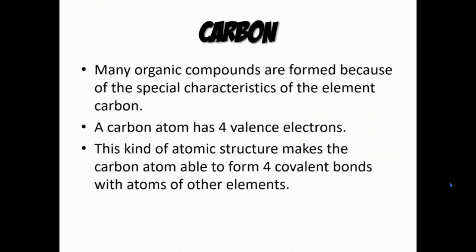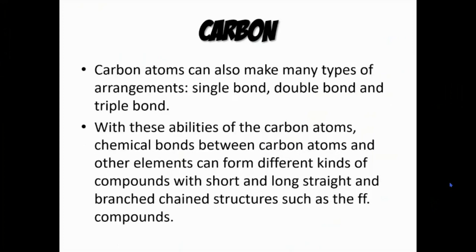Pag-usapan natin yung carbon. So, in terms of carbon, many organic compounds are formed because of the special characteristics of the element carbon. A carbon atom has 4 valence electrons. This kind of atomic structure makes the carbon atom able to form 4 covalent bonds with atoms of other elements. And then carbon atoms can also make many types of arrangements, just like single bond, double bond, and triple bond. Malalaman natin siya later on.